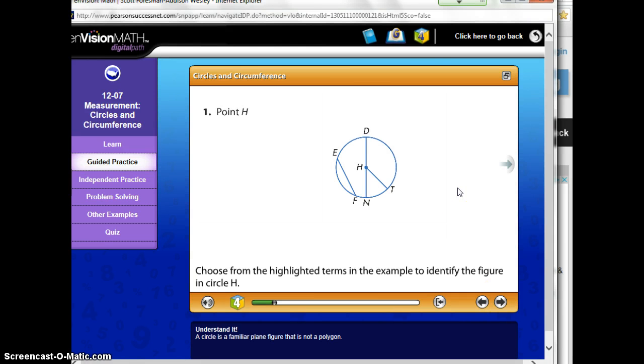Okay, let's go back and review some of the vocabulary from our circle. H is our center point. HT is the radius, halfway from the center to the outside edge. DN is considered a diameter. It goes all the way through the center of the circle. EF is a chord. It goes from edge to edge, but it doesn't go through the center.